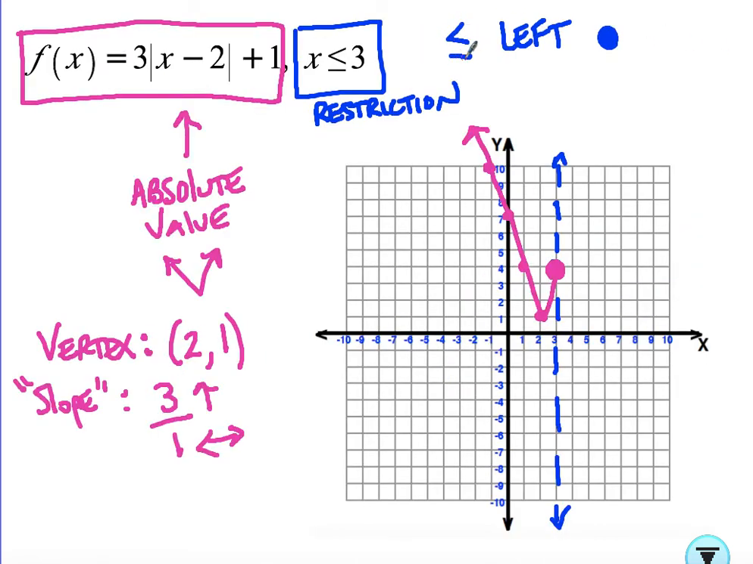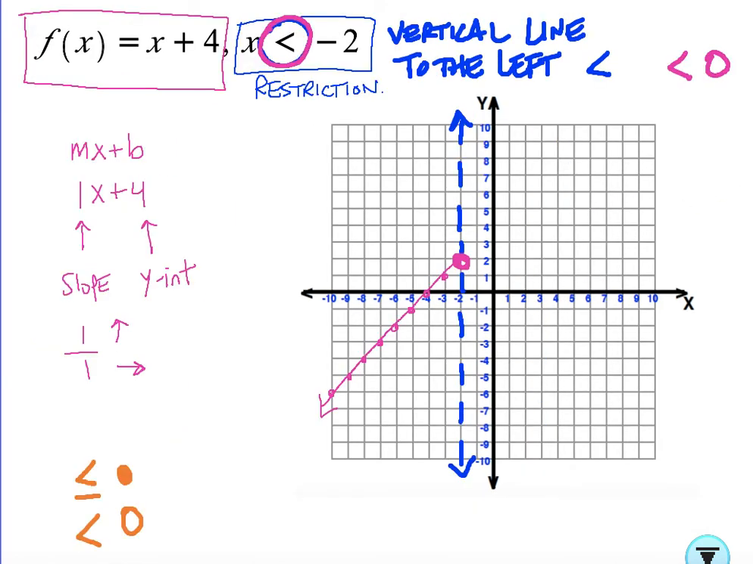Less than or equal to means you're going to stay to the left of the barrier. Since it has an equal to, we're going to have a closed dot where it would hit the barrier. This one was a less than, so we stay to the left of the barrier, but it did not have an or equal to, so it's an open circle. Here's that open circle where it would hit the barrier.